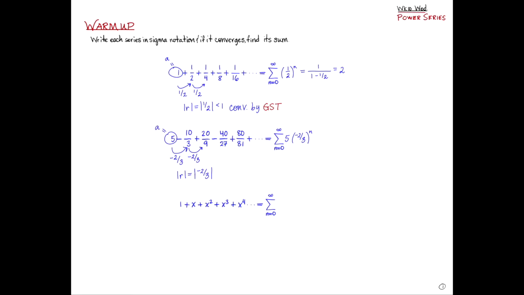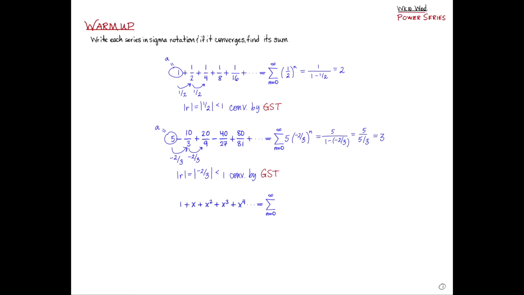We know that this is going to converge because our absolute value of r is less than 1, again converging by the geometric series test, and it will converge to a, which is 5, over 1 minus -2 thirds. Simplifying in the denominator, we have 5 over 1 plus 2 thirds, that is equal to 3 thirds plus 2 thirds, giving us 5 thirds in the denominator. The 5s are going to cancel out, and 1 over 1 third is equal to 3. So this series will converge to 3.